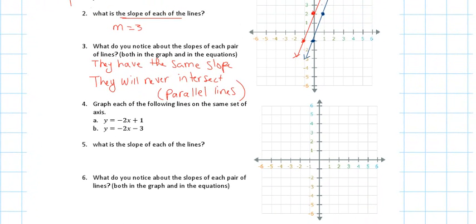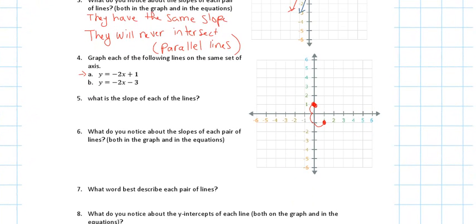Start graphing the second set. So I have negative 2x plus 1, and I have negative 2x minus 3. So where do I start for the first one? Positive 1 on the y-axis, and which way do I go? You go down 2. Down 2 over 1. And then I can go down 2 more over 1.